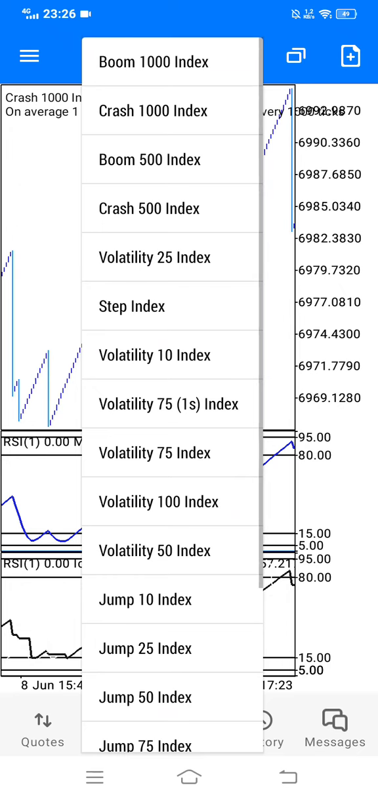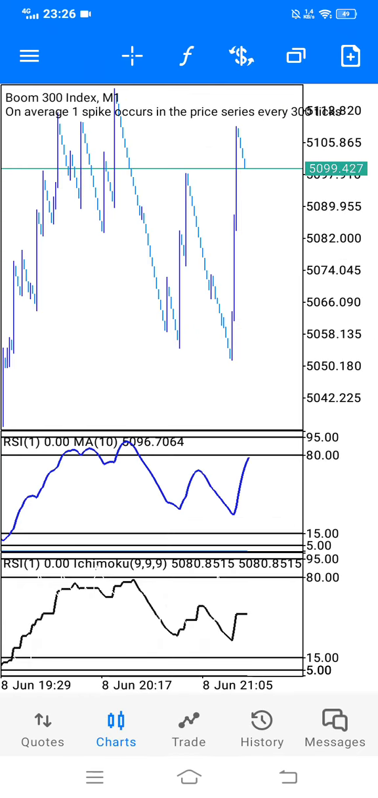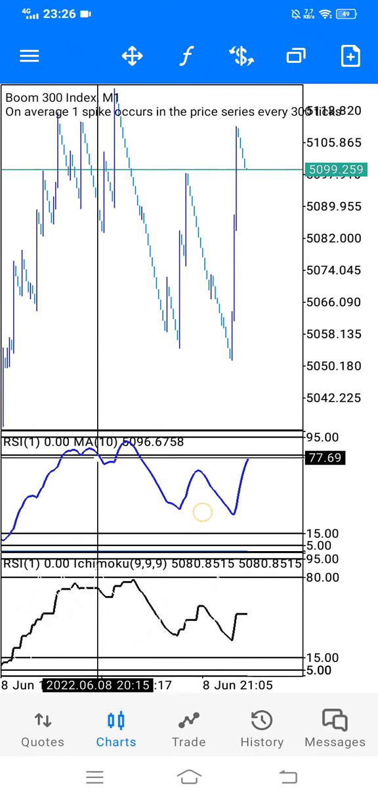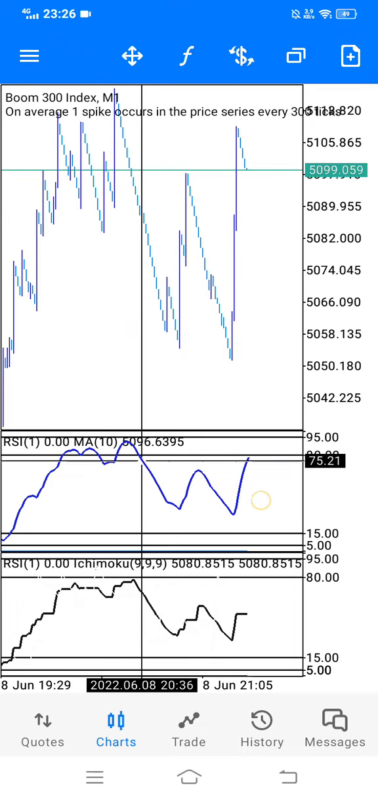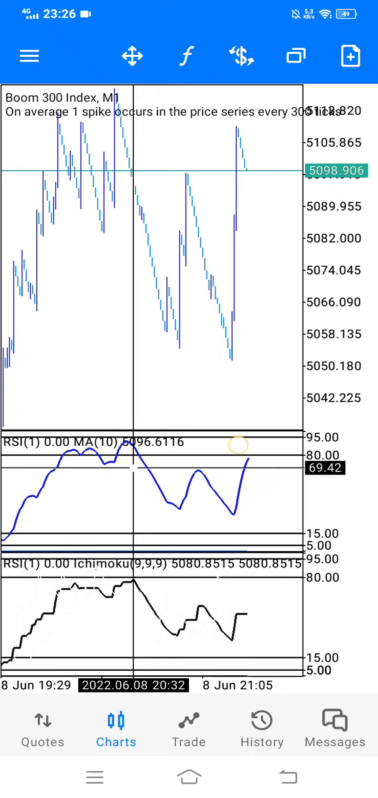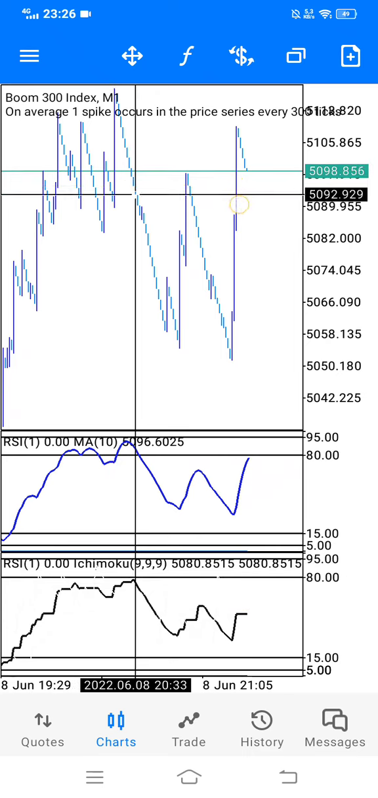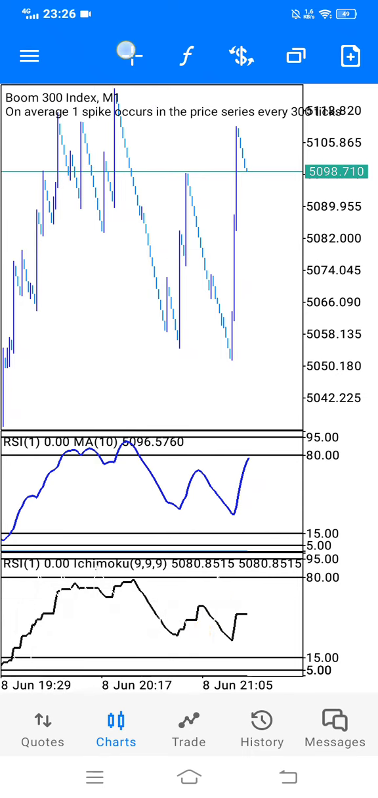This works on all pairs. We can check Boom 300 as well. So over here we have a confirmation. The moving average is in between the zone level 80 and 95. The Ichimoku is bouncing off level 80. You enter the trade, take your 5 candles and you close. And just look for another opportunity.